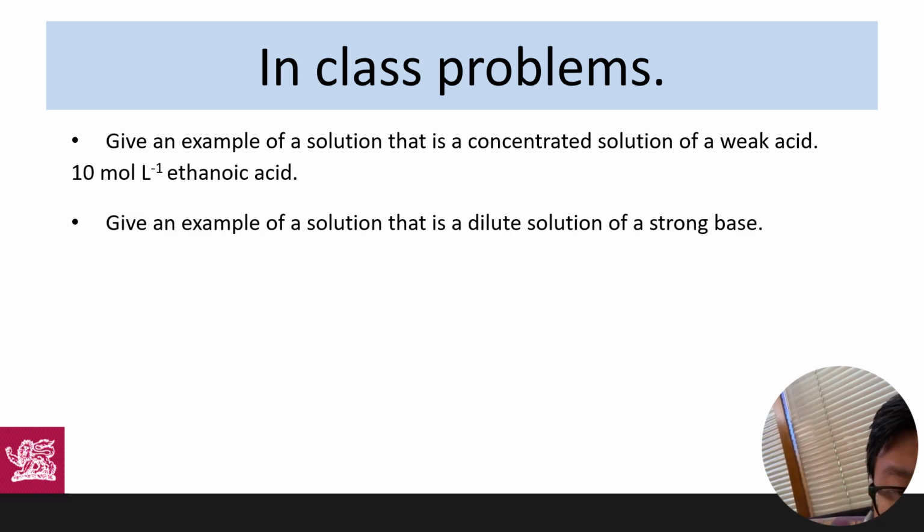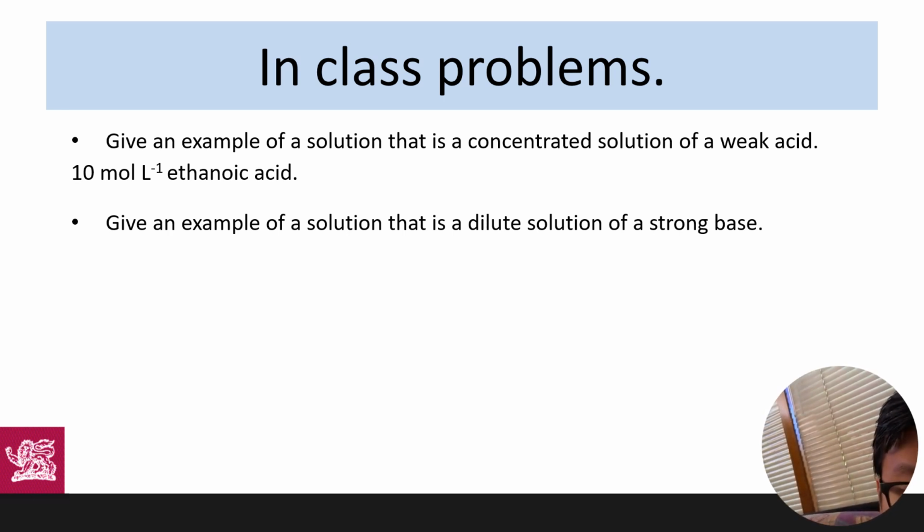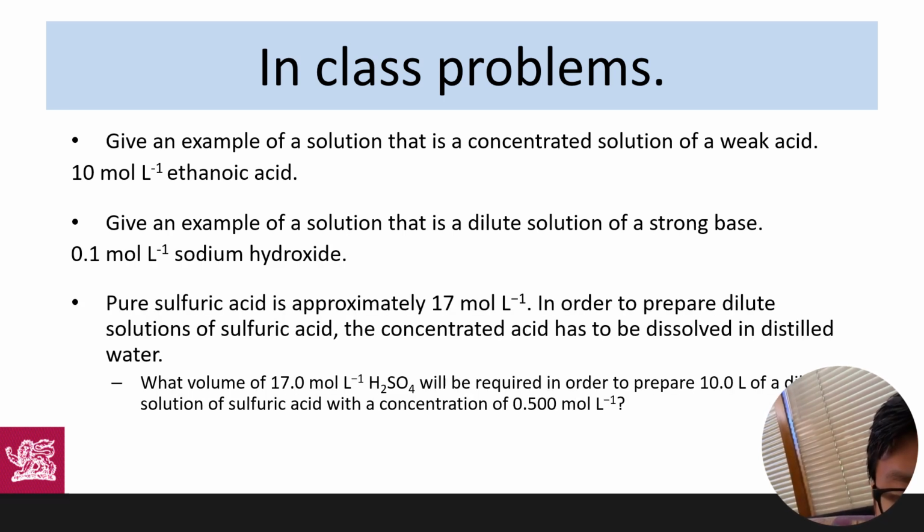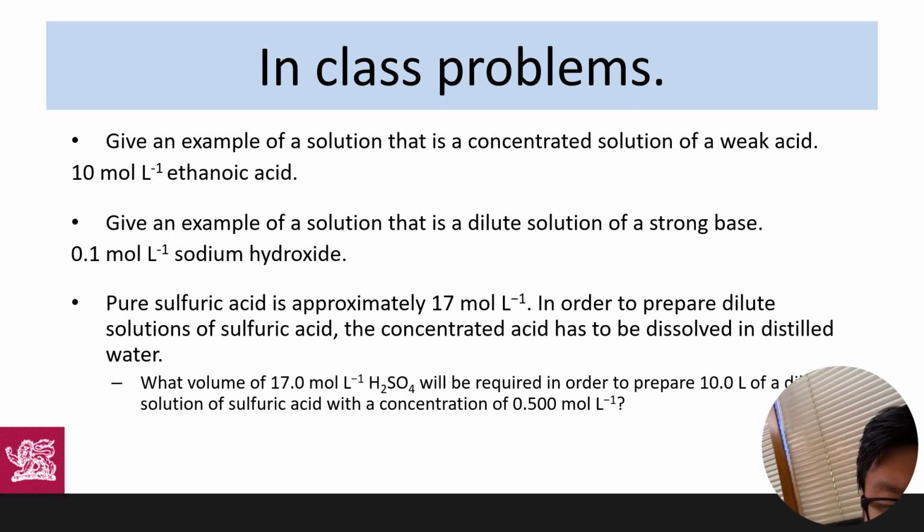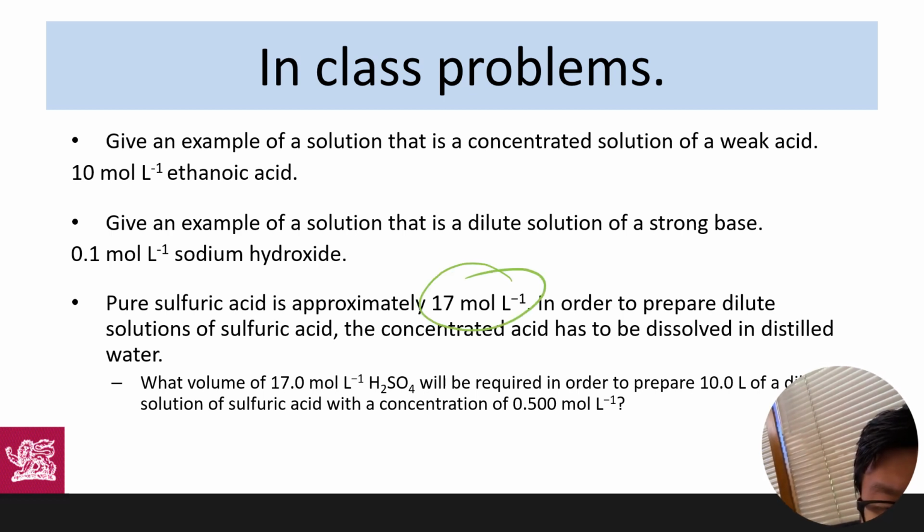Give us an example of a solution that is a dilute solution. So a number smaller than 10, maybe 1, maybe 0.1. Pure sulfuric acid is approximately 16 moles per liter. In order to prepare a dilute solution, the concentrated acid must be diluted.